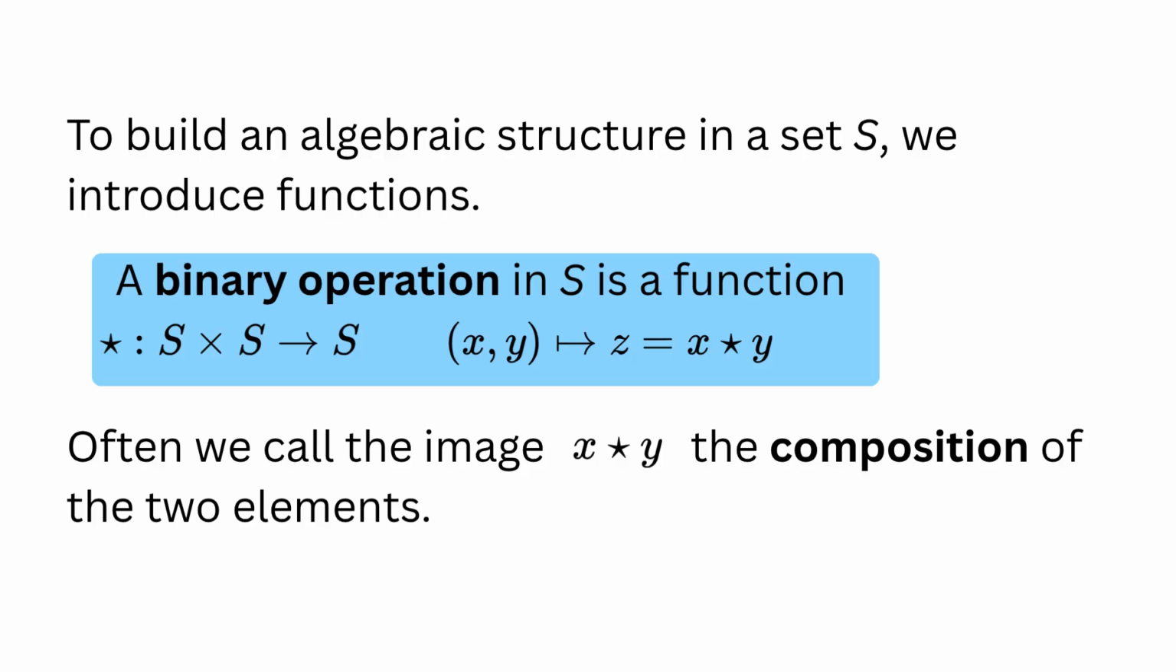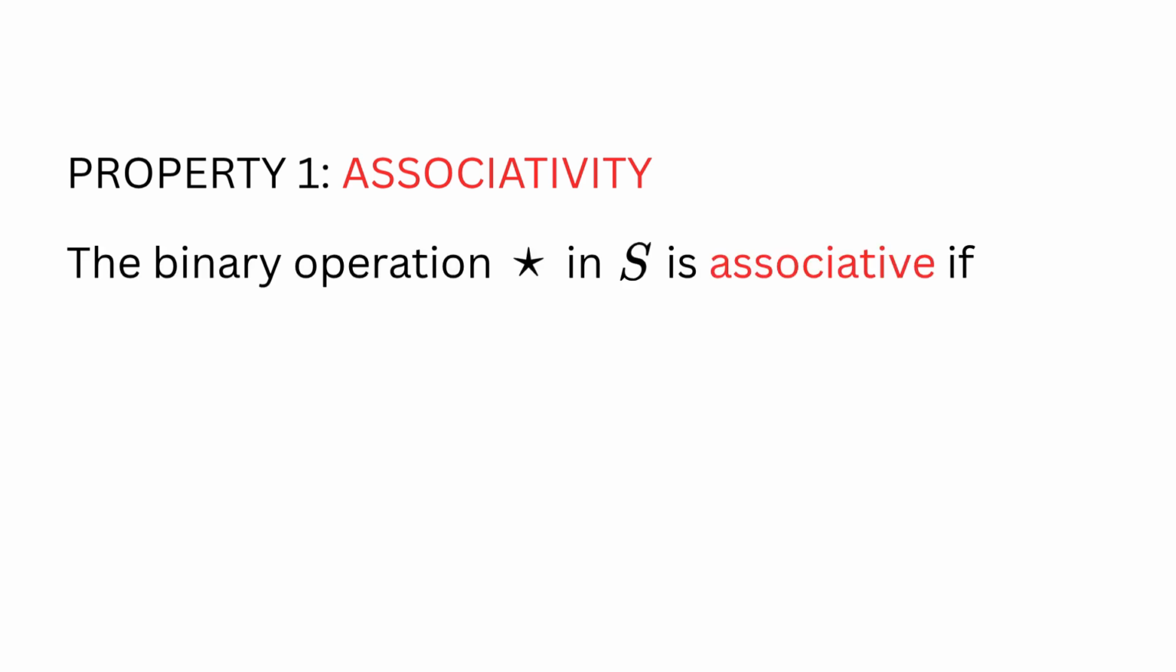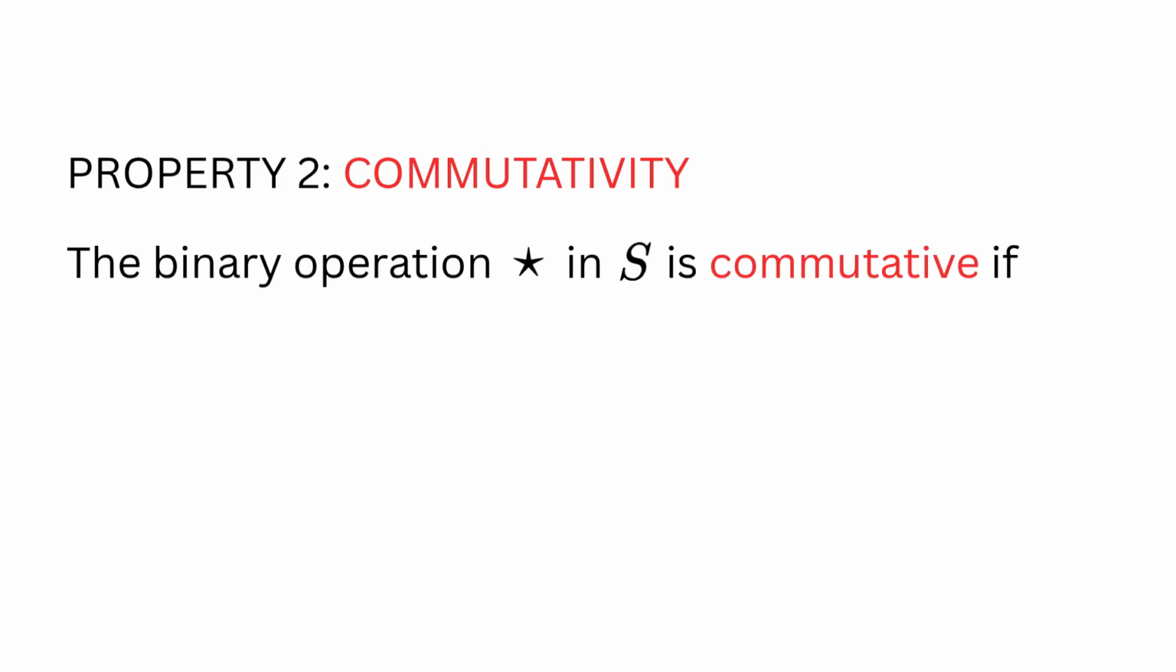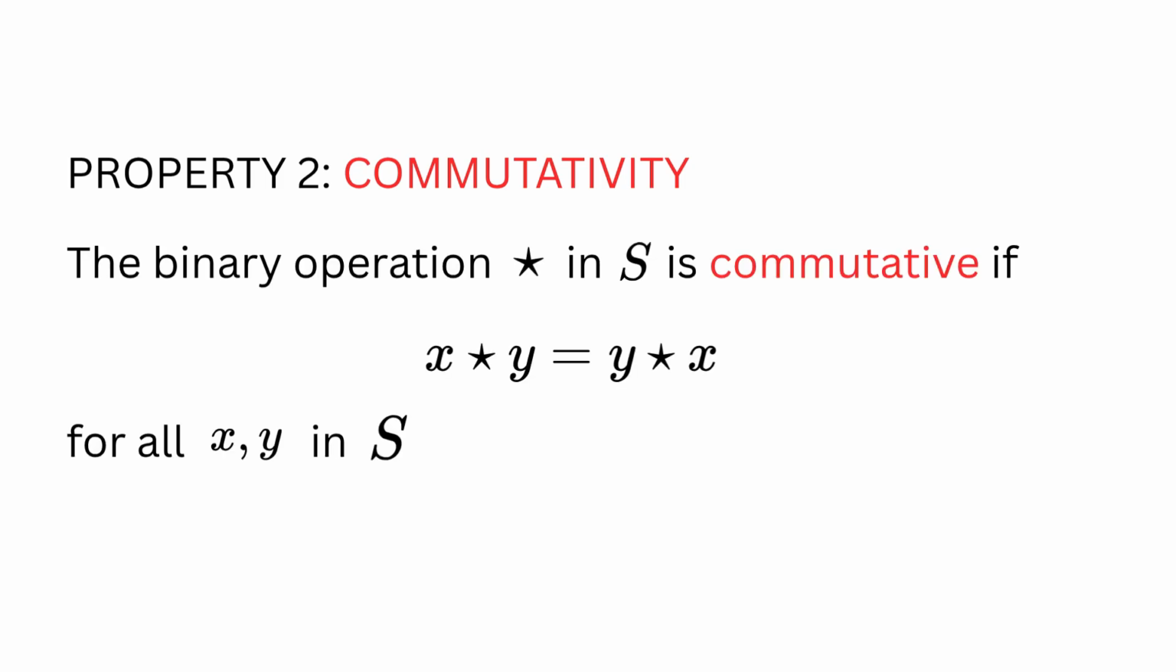Given a set S, a function with domain the Cartesian product S cross S, and target set the set S is called a binary operation in S. We say that the binary operation in S is associative if the result of the composition of three elements is the same independently of left to right or right to left computation. We say that the binary operation in S is commutative if the result of the composition of two elements is the same independently of the order of the two elements.